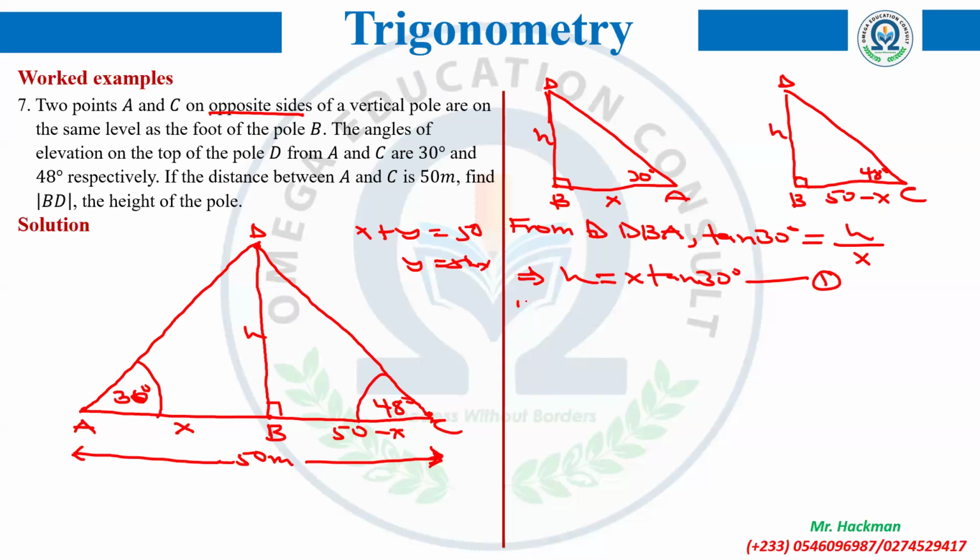Then from my second right angle triangle, that is DBC, again, opposite adjacent, so tan. So tan, my angle there is 48 degrees, should be equal to the opposite, which is h, over the adjacent, which is 50 minus x. All correct.